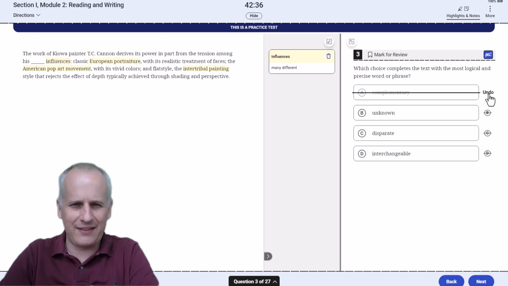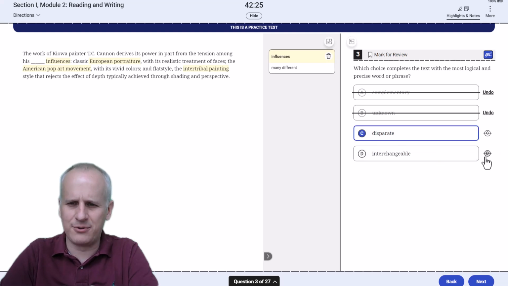So we then contrast the answer choices against that prediction of "many different." Complementary is not highlighting the differences, so we can eliminate choice A. Unknown is not highlighting the differences. In fact, they are clearly known. They are articulated in the sentence. Then we've got disparate, which matches different, and then interchangeable, which would not match many different, highlighting those differences.